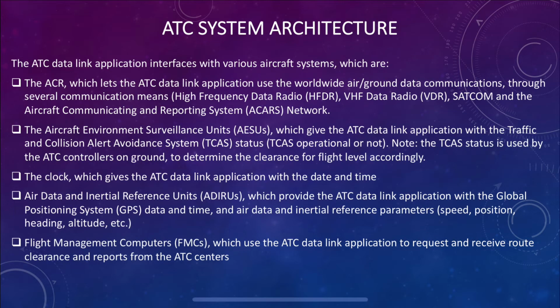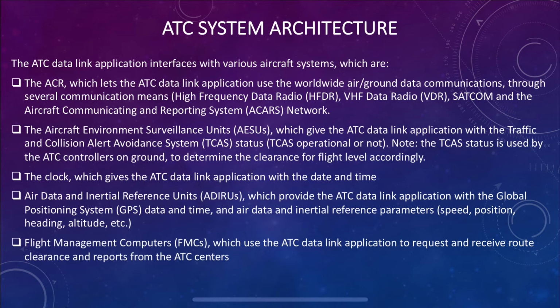Next is ATC system architecture. The ATC data link application interfaces with various aircraft systems. The ACR lets the ATC data link application use worldwide air or ground data communication through several communication means: high frequency data radio HFDR, VHF data radio VDR, SATCOM, and the Aircraft Communicating and Reporting System ACARS network.